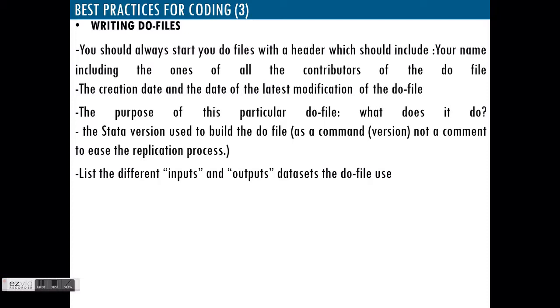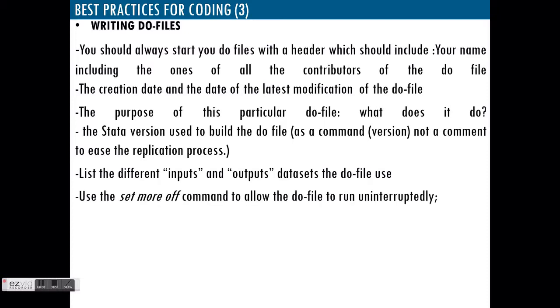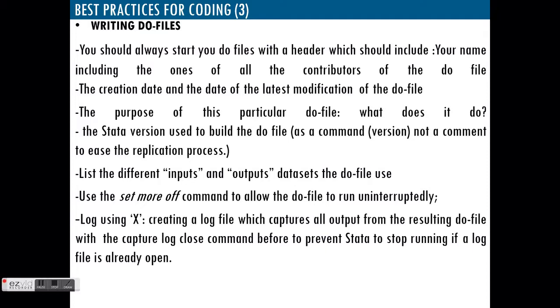Also, the set more off command is very useful. It allows the do file to run uninterrupted, so it has to be in the header. Log using, always, so it creates the log file which captures all output from the resulting do file. And you have capture log close before the log using, with any name you like to give to your log file. It prevents the do file from stopping if a log file is already open. So that's very important that you always put that in the header.